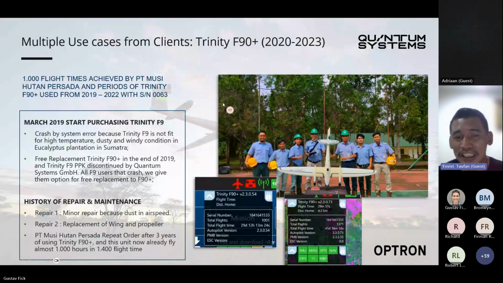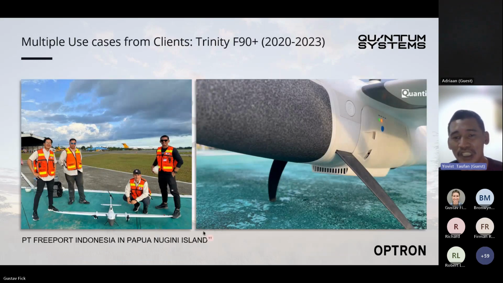This is serial number 63. They bought it in 2019, and now they have already reached 1,400 flights and almost 1,000 flight hours. You can see the unit colors have become a Benetton after they changed to the new wings, and the rear fuselage Elapor has slowly become white because of their sweat and fat eroding the outer layer of the Elapor foam. And at last, we show you one large area mapping.